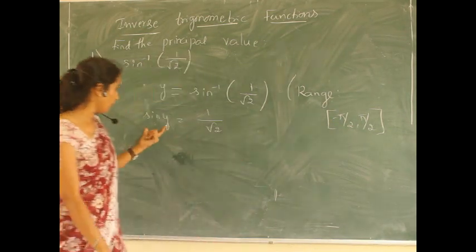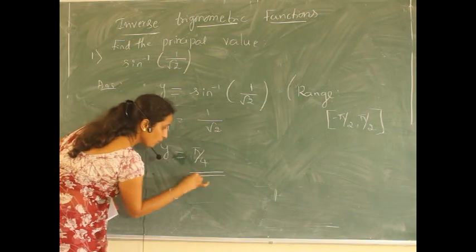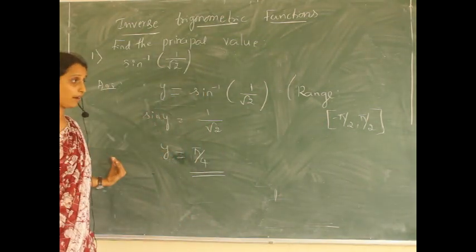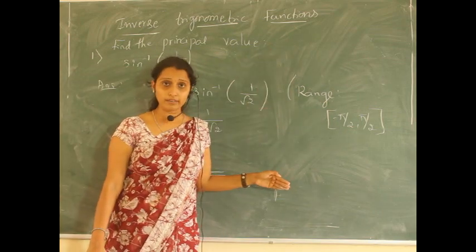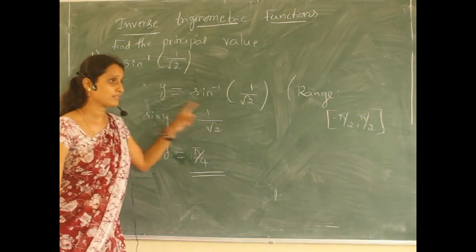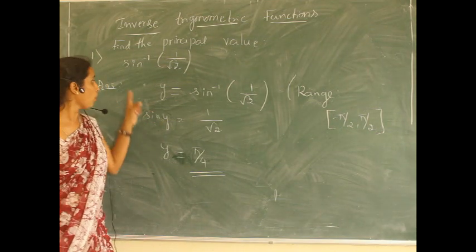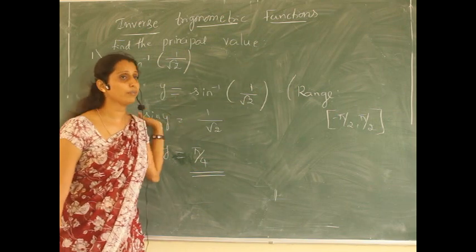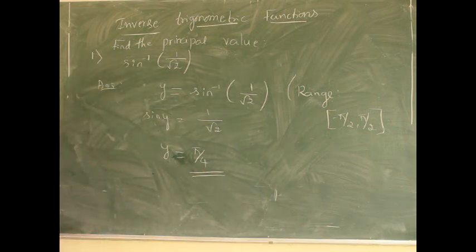Therefore the value of y is equal to pi by 4, because it is in the range minus pi by 2 to pi by 2. We cannot consider the second quadrant because the range of the sine inverse function is only in the first and fourth quadrant, but sine function is positive only in the first and second quadrant. Therefore, the value of y is pi by 4. y means sine inverse of 1 by root 2. Therefore, the value of sine inverse of 1 by root 2 is pi by 4. So this is the first one.